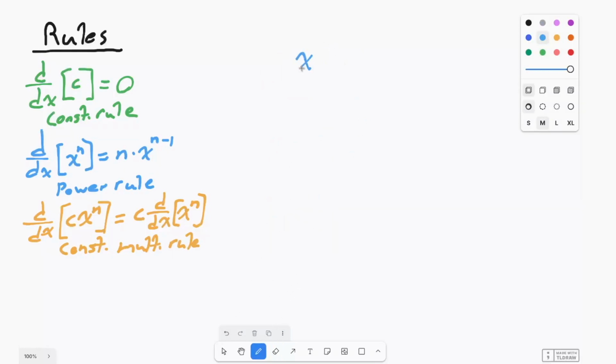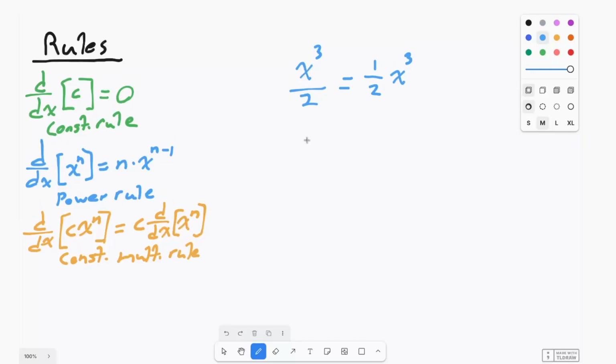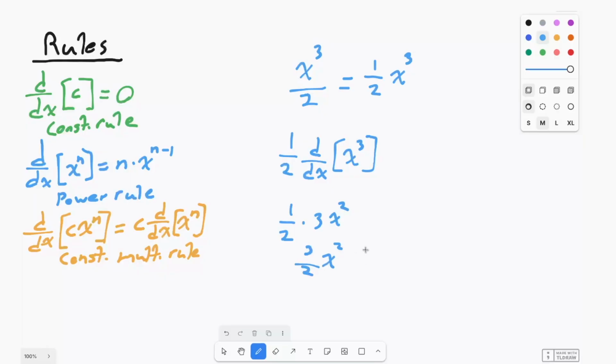Let's say we have the function x cubed over 2. So you might think that this function does not quite fit our rules here, but this x cubed over 2, we can rewrite as 1/2 x cubed. So when we want to take a derivative of this, we can pull that 1/2 outside of the derivative and take the derivative of x cubed, which we already know is going to be 3x squared. And then you can simplify that to 3/2 x squared, or 3x squared over 2.